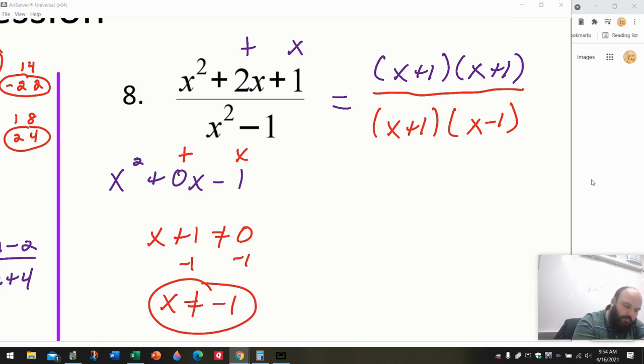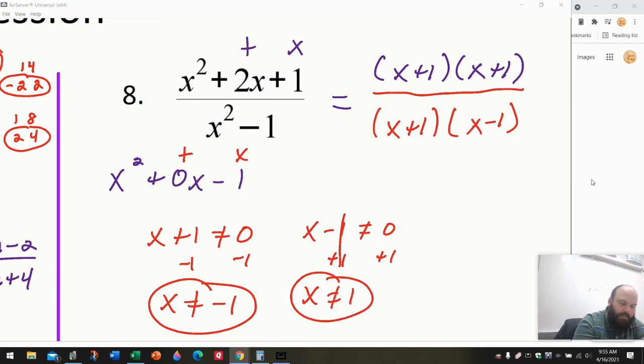And the second one, we want to set x minus 1 not equal to 0 again. We will add 1 to both sides. X equals +1. So what that means is we cannot have x be 1 or -1 in our expression.